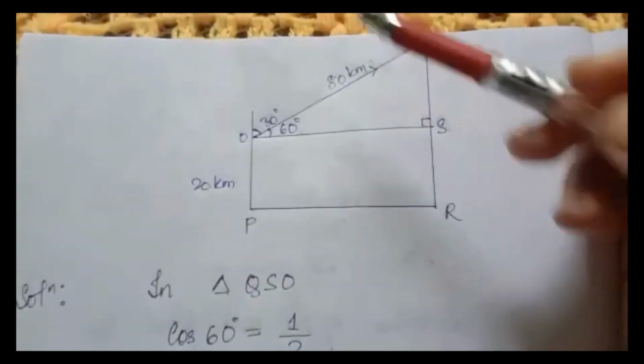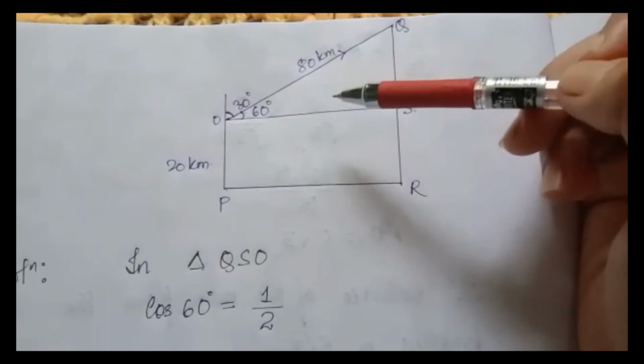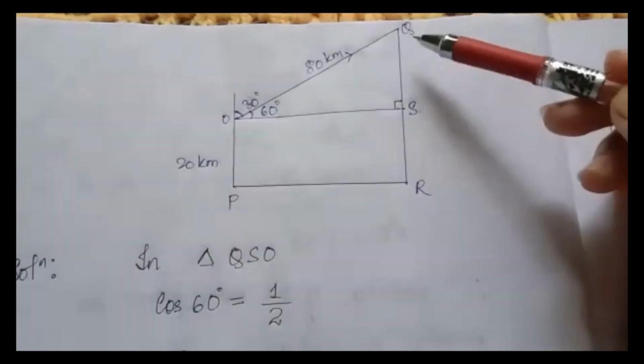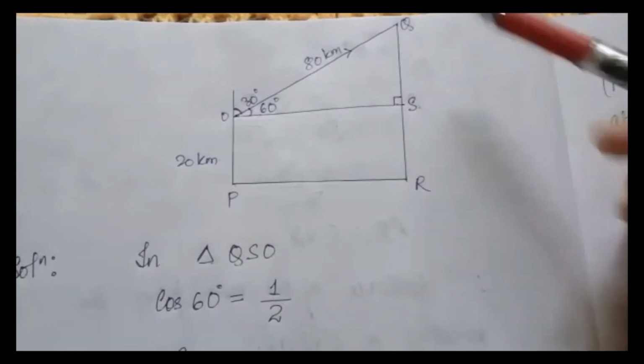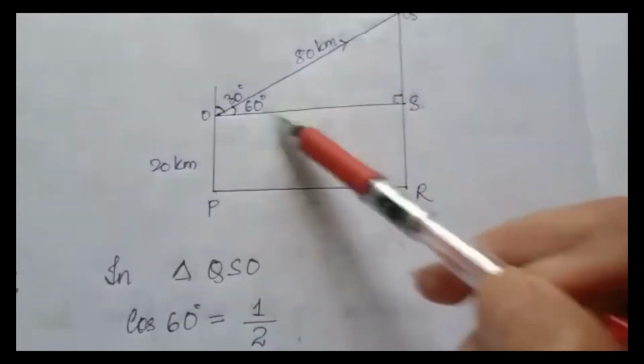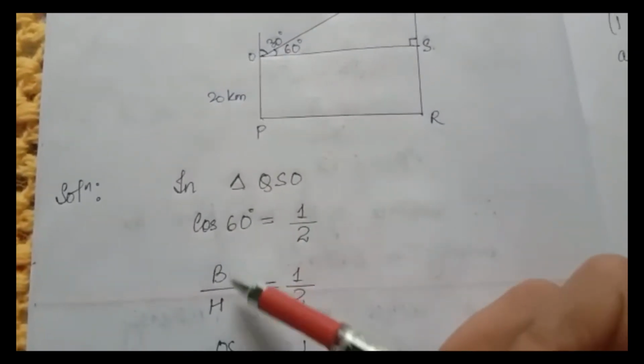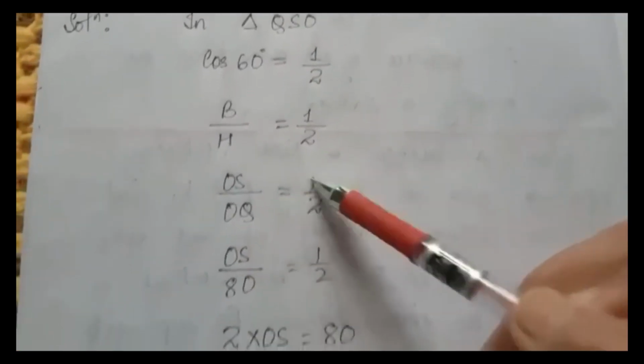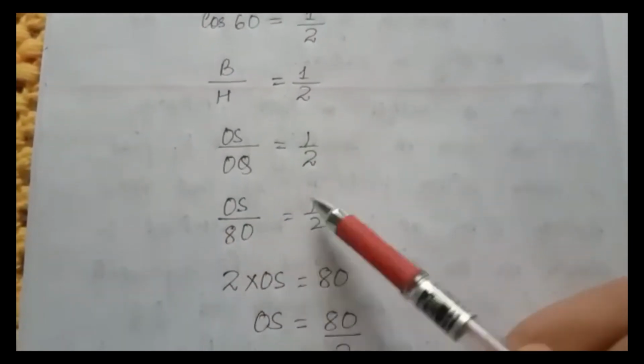QSO, here we are using cos. Here first we are finding OS. You can use sine also to find this perpendicular first, but here I am using cos first to find the base. I am finding the base first. So cos 60 is half, cos theta here is equal to half. Base is OS and hypotenuse is OQ, equal to 1 by 2. So OS by OQ, which is 80, is equal to half.